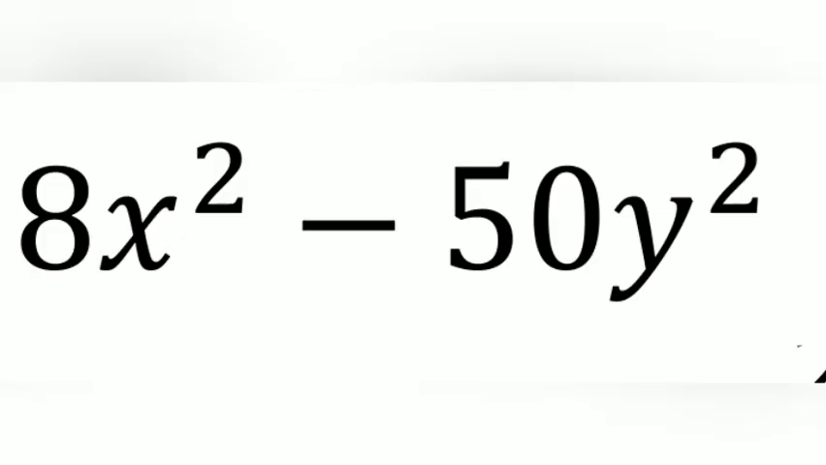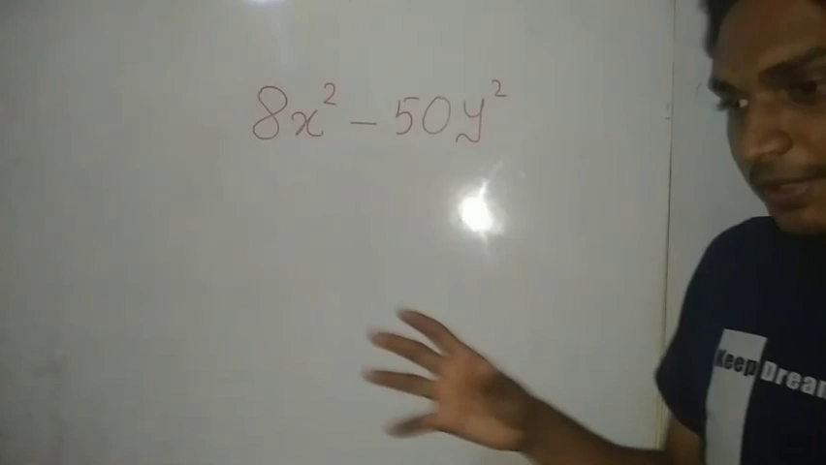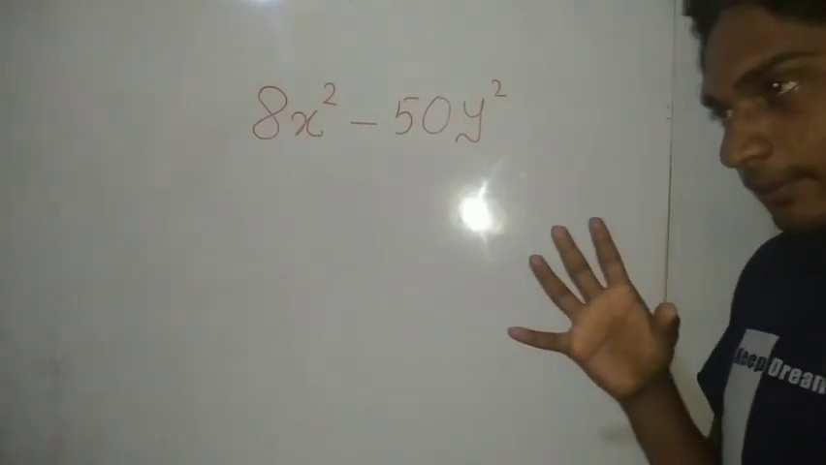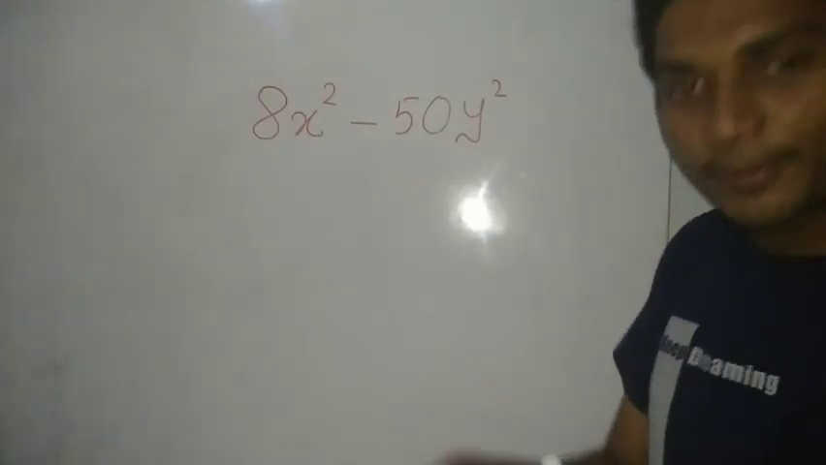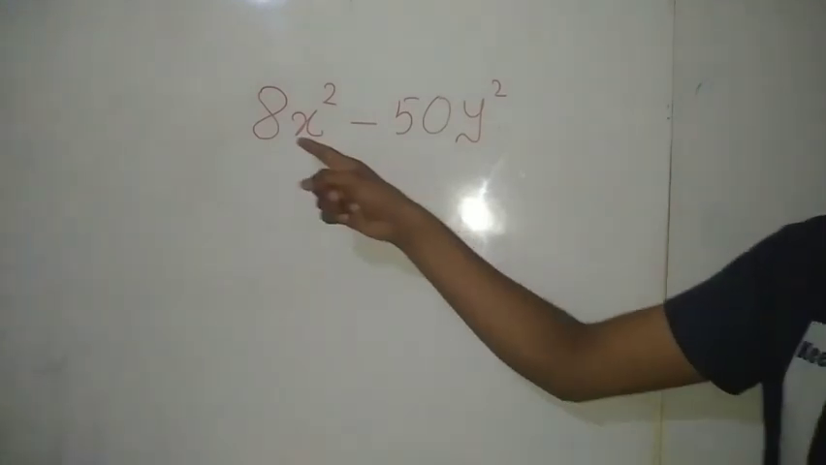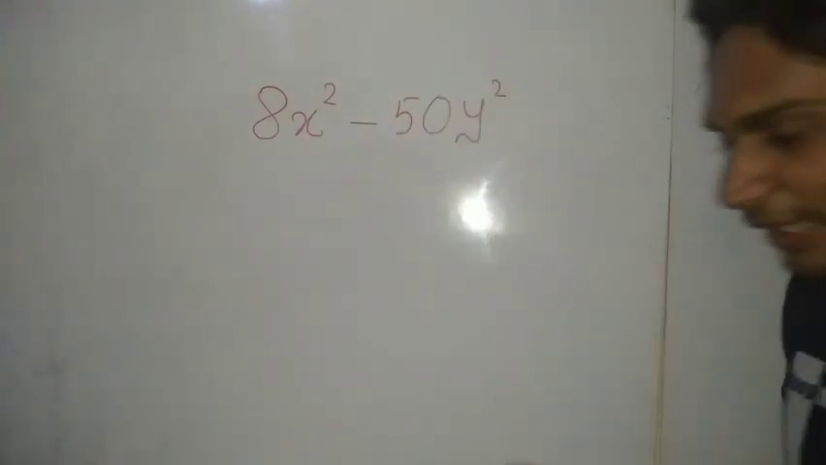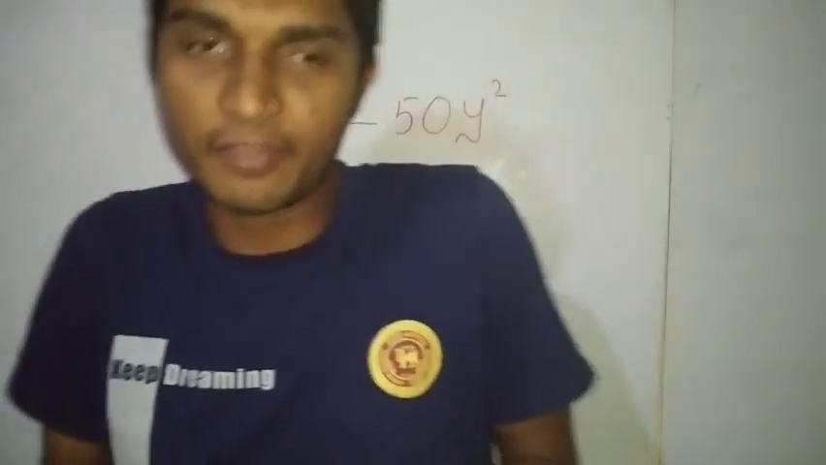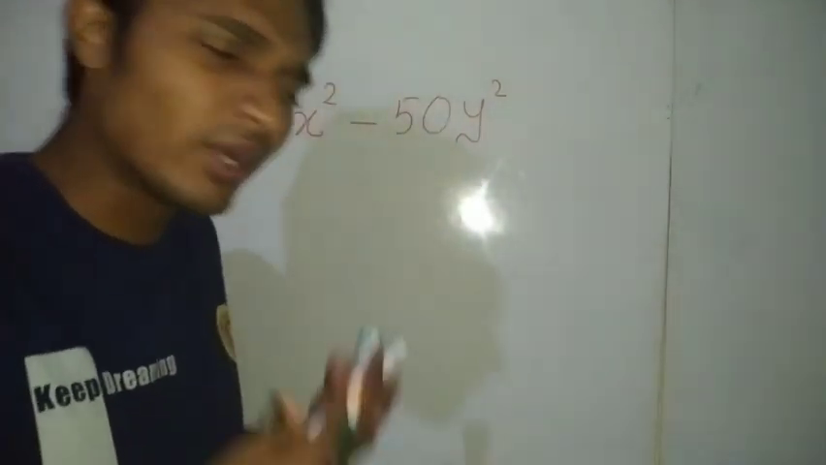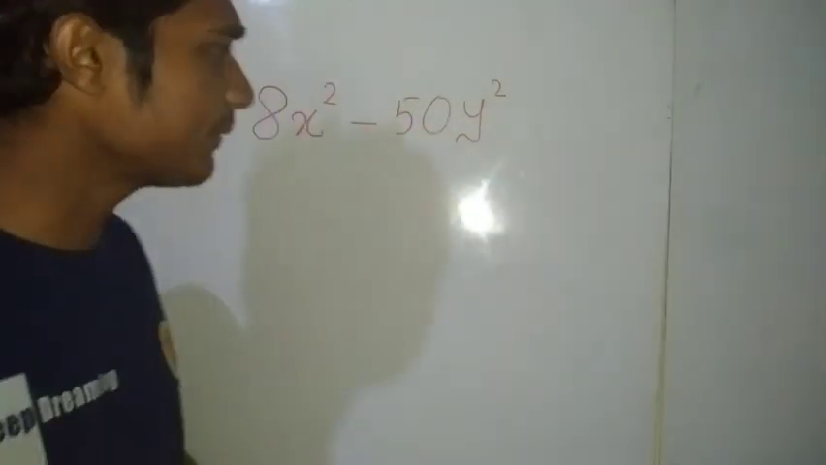That's it. Let us try to factorize 8x squared minus 50y squared. Initially we have to build the base properly to do this problem. You see that 8x squared minus 50y squared, majority of us think, how are we going to factorize? What is there to factorize? That is what we think.